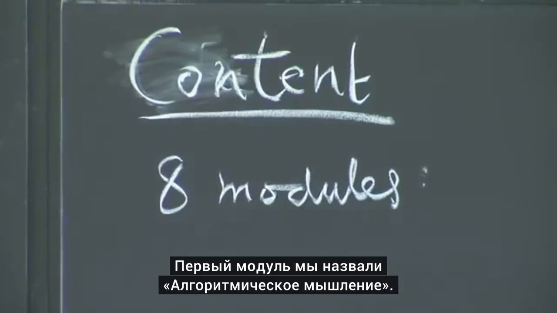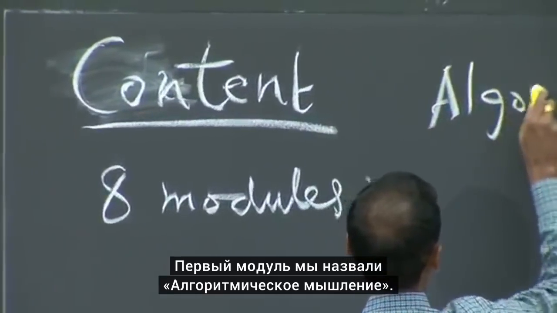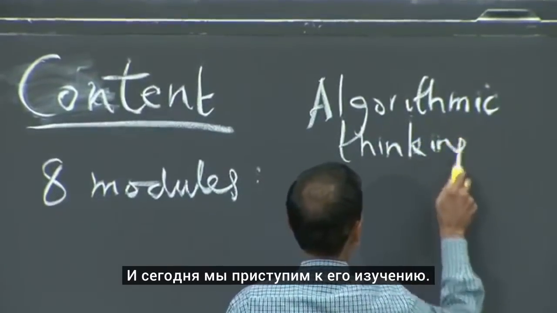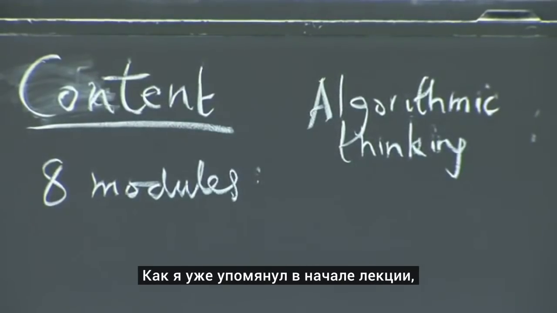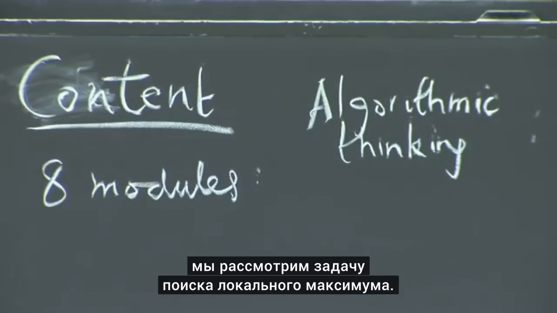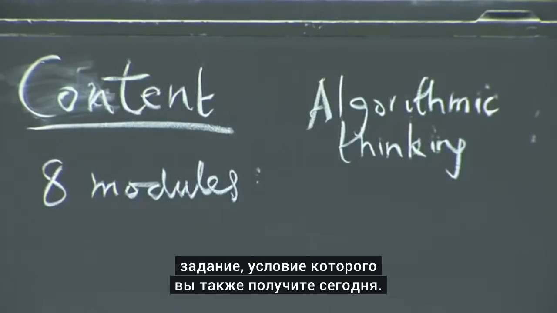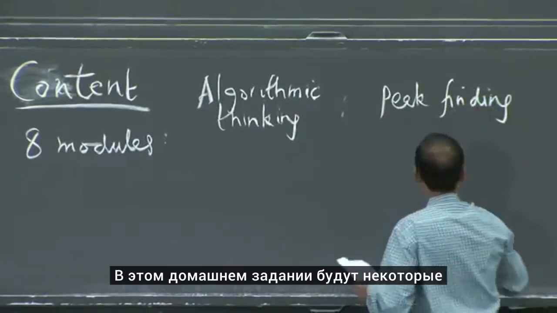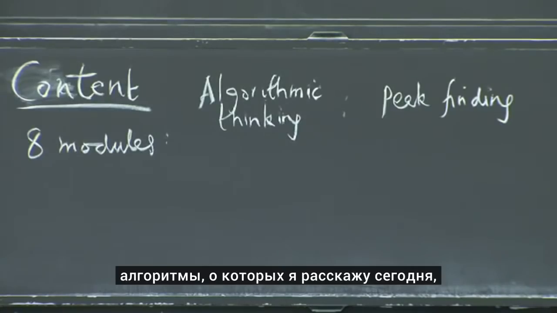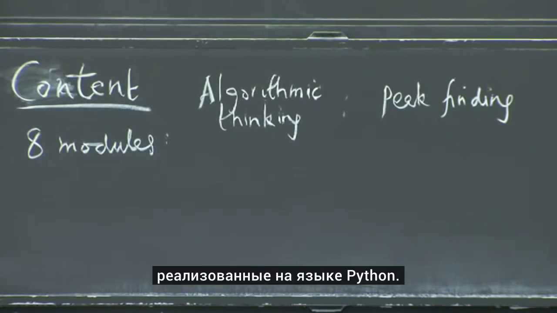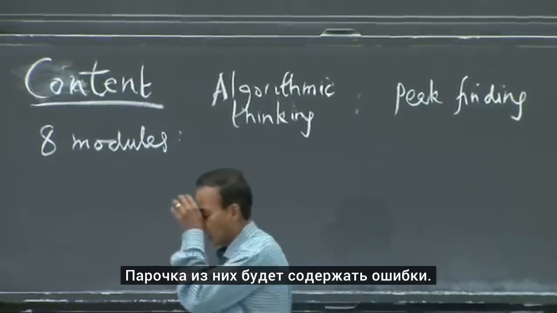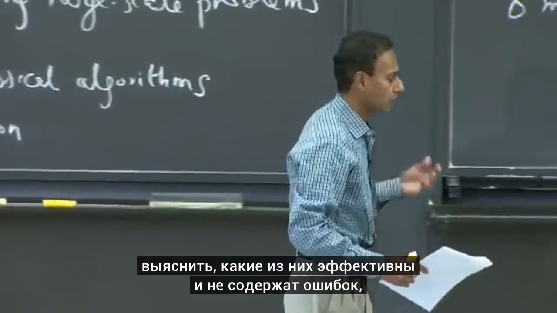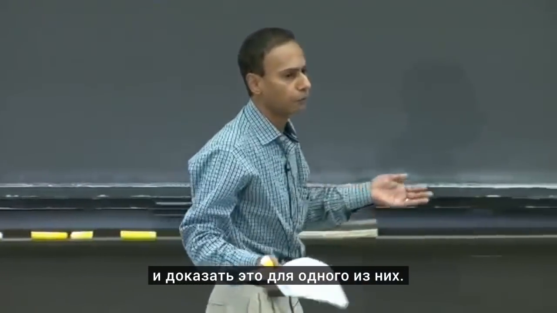The first of these is what we call algorithmic thinking. And we'll kickstart that one today. We'll look at a particular problem, as I mentioned, of peak finding. And as part of this, you're going to have a problem set that's going to go out today as well. And you'll find that in this problem set, some of these algorithms I've talked about today will be coded in Python and given to you. A couple of them are going to have bugs in them. You'll have to analyze the complexity of these algorithms, figure out which ones are correct and efficient, and write a proof for one of them.